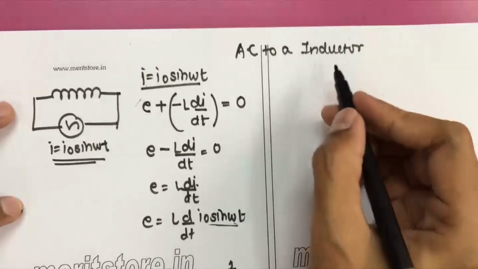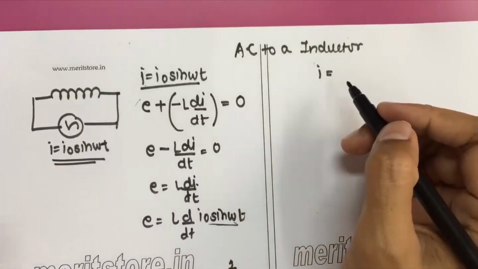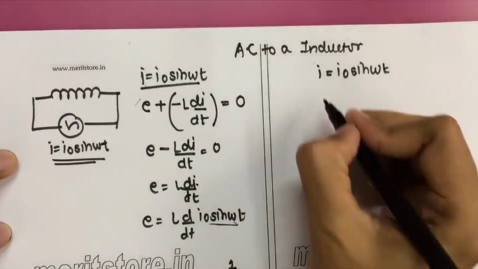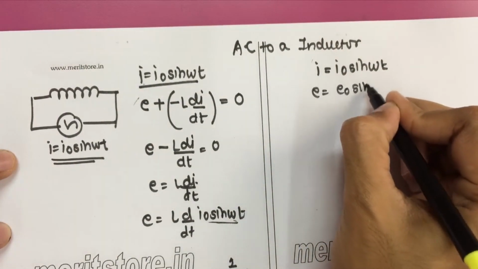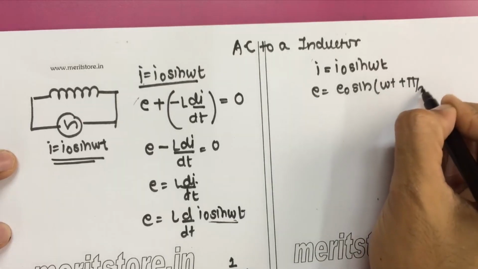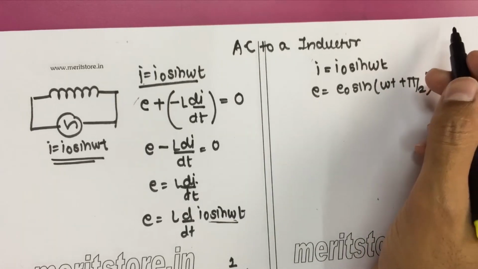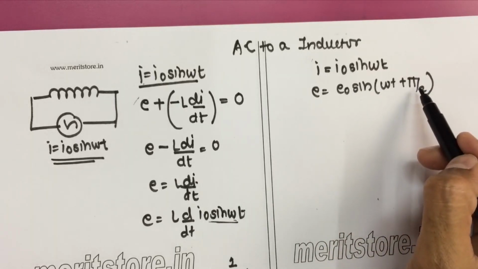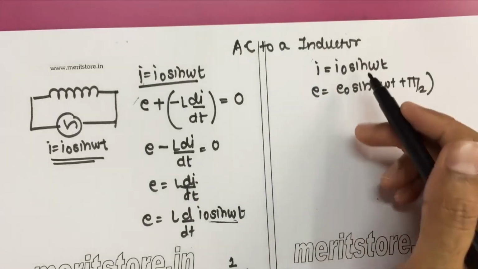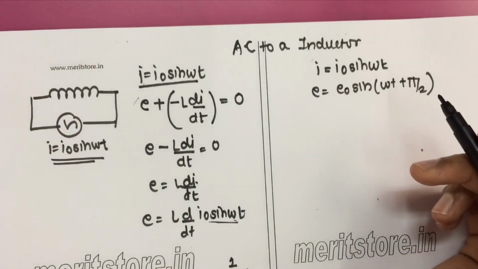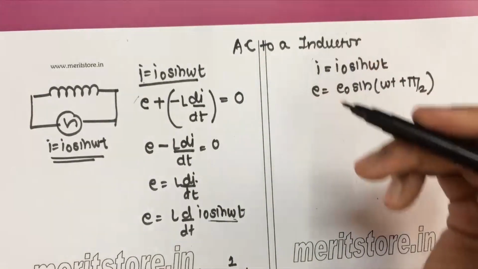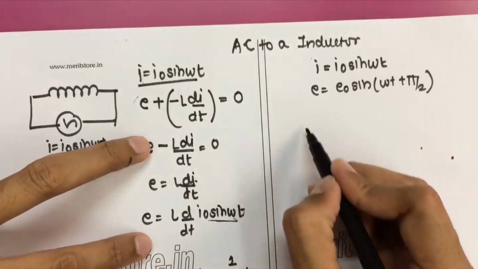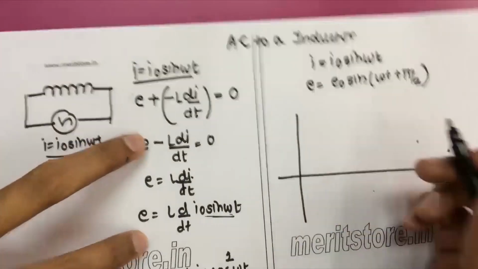So if we write the two equations together, the current when an inductor is connected is I equals I0 sin omega t, and the voltage is E equals E0 sin of omega t plus pi by 2. From these two equations, we learn that the EMF is leading by a phase difference of pi by 2, and the current is lagging by pi by 2. Both the EMF and the current are sinusoidal and of the same frequency. So if you draw a graph of this, it is an alternating current.